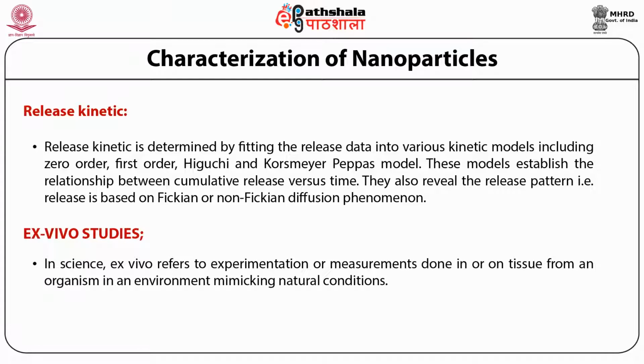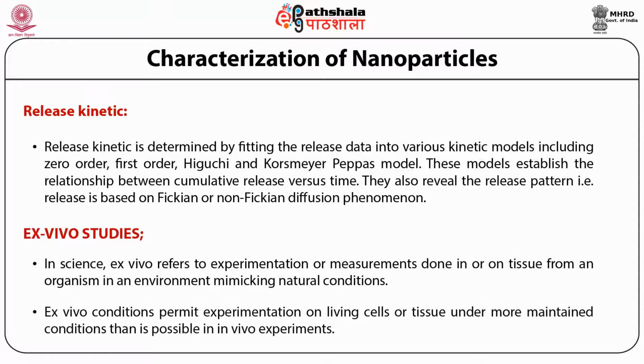In science, ex vivo refers to experimentation or measurements done in or on tissues from an organism in an environment mimicking natural conditions. Ex vivo conditions permit experimentation on living cells or tissues under more maintained conditions than is possible in vivo experiments.